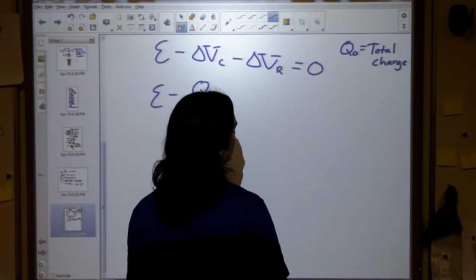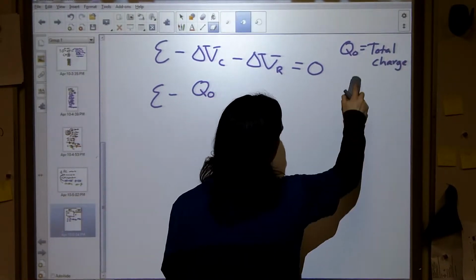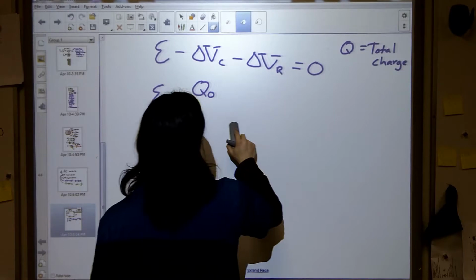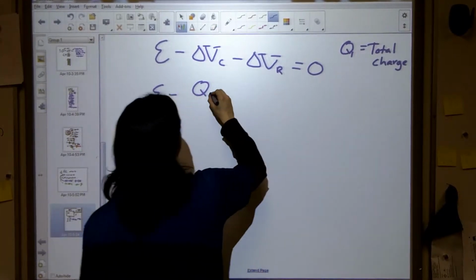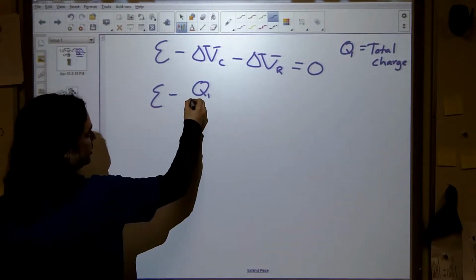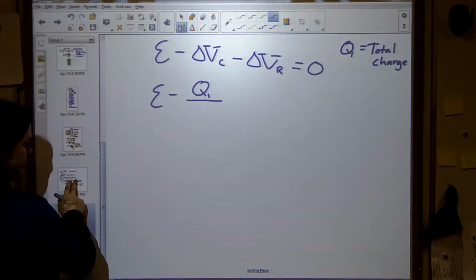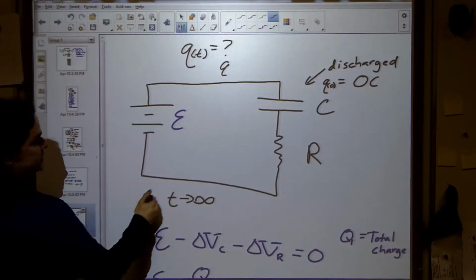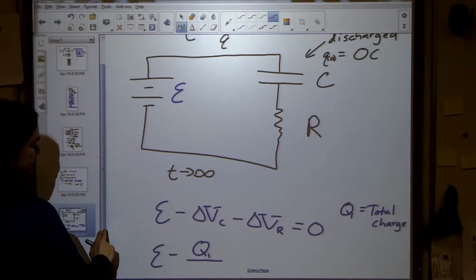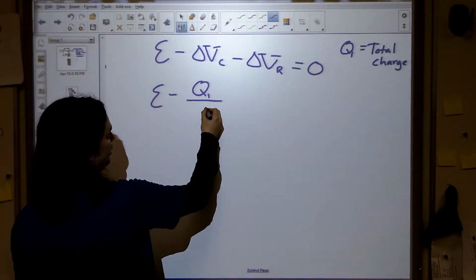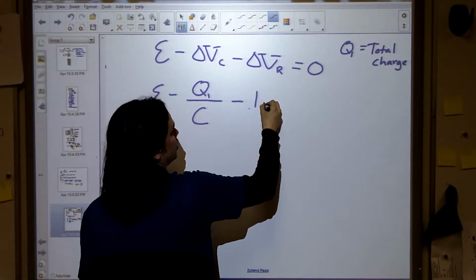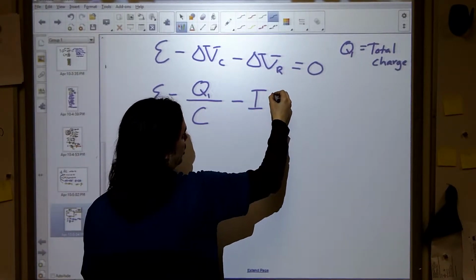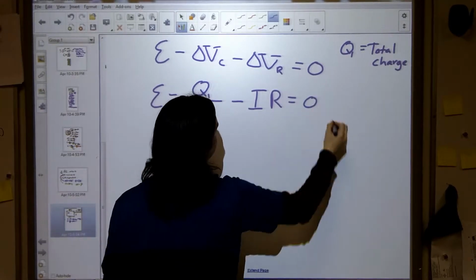Maybe I should call that Q1. Naught is usually used for the beginning situation, and we're actually talking about the end. So we'll go ahead and call it Q1. It doesn't really matter what you call it, but that's okay. We're going to have the potential difference divided by the capacitance. Oops. The potential difference is the charge divided by the capacitance, minus delta V of the resistor, which is going to be equal to I, the current, times the resistance.